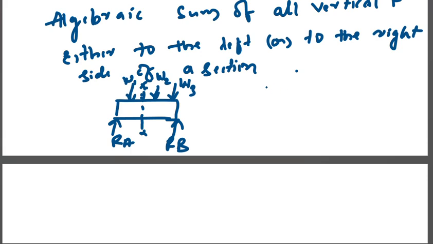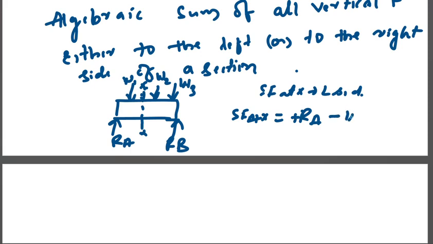One is shear force at section XX from the left side. Left side means this part, right? So shear force at X is equal to plus RA, because the load is acting vertically upward, minus W1, because the load is acting vertically downwards. So on the left side of section XX there are two forces: plus RA minus W1. This is the shear force at section XX from the left side.